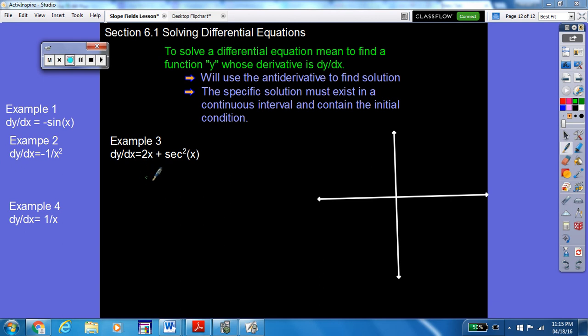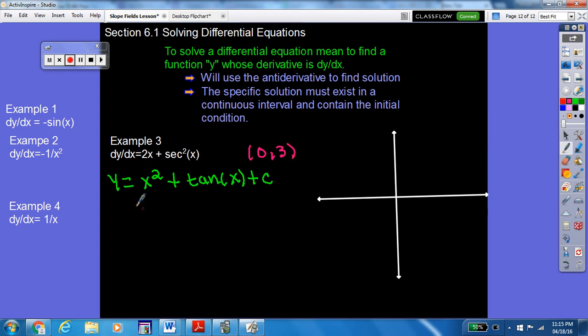Okay, so here's an example that contains trigonometry. We're going to go ahead and find the general solution by taking the antiderivative. So that'll be y equals, the antiderivative would be x squared, and the antiderivative of secant squared should be tangent of x. And of course, we need to put a plus c. For this example, we're going to use the initial condition (0, 3). So for x, we're going to utilize 0, and for y, we're going to utilize 3.